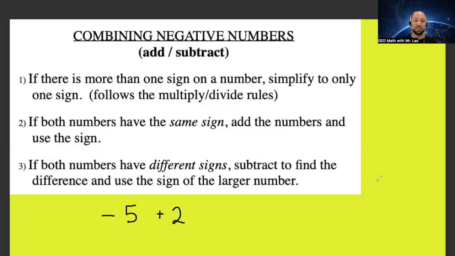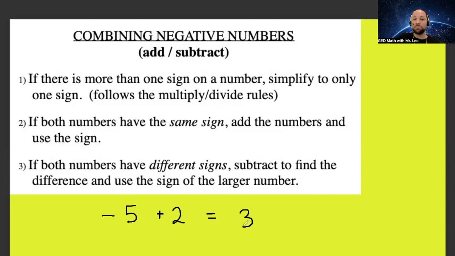Step 3 reads, if both numbers have different signs, subtract to find the difference, and then use the sign of the larger number. Okay, so 5 has a minus, 2 has a plus. These have different signs, so we're going to subtract to find the difference. Just consider the numbers regular, 5 and 2. Put the bigger one first. What is 5 minus 2? That's 3. The difference between 5 and 2 is 3.